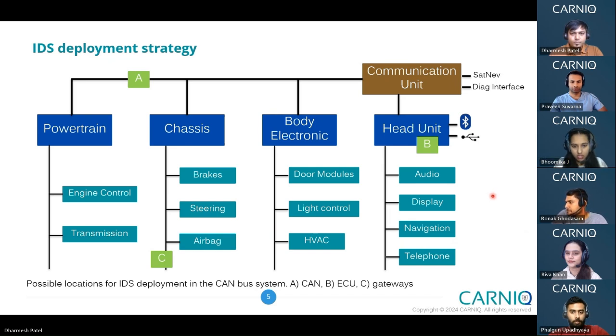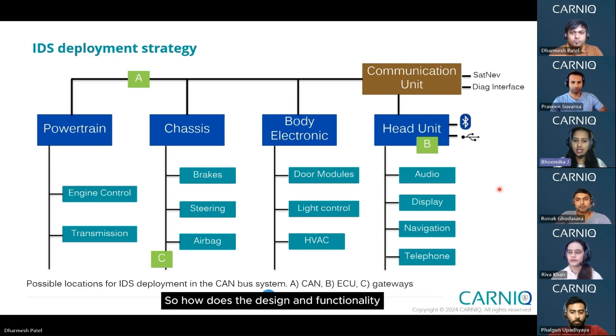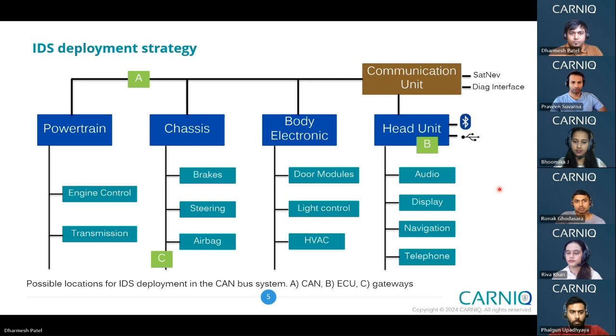So I have a question. How does the design and functionality of an IDS in a vehicle differ from that of a traditional IDS used in IT networks?